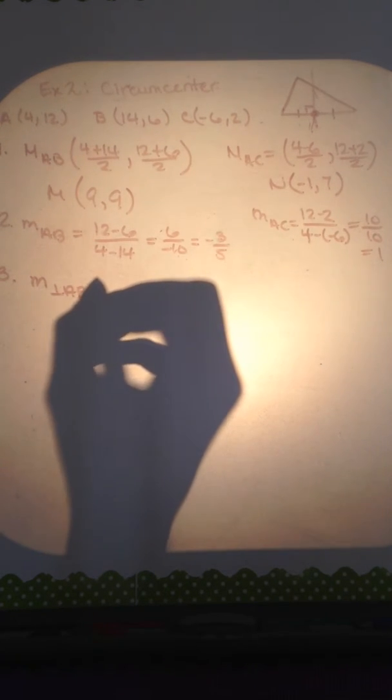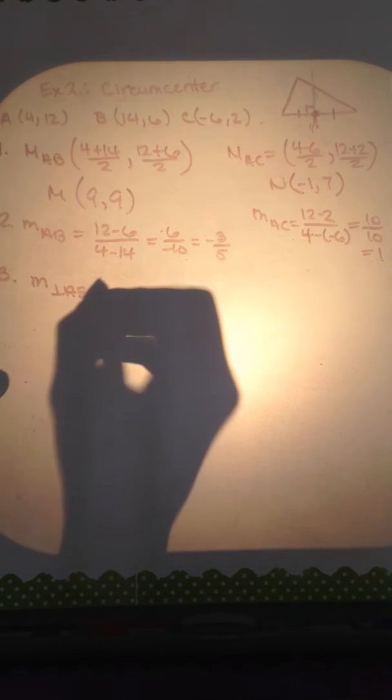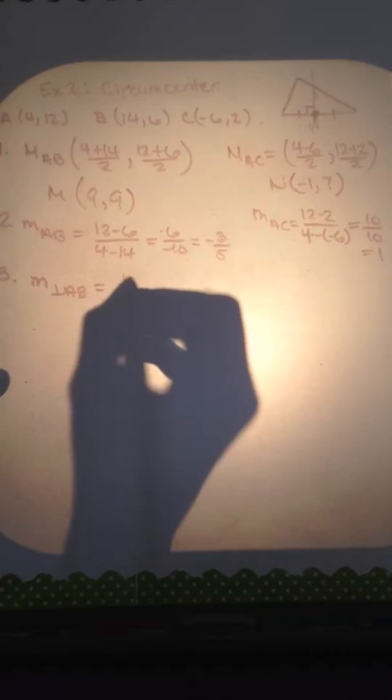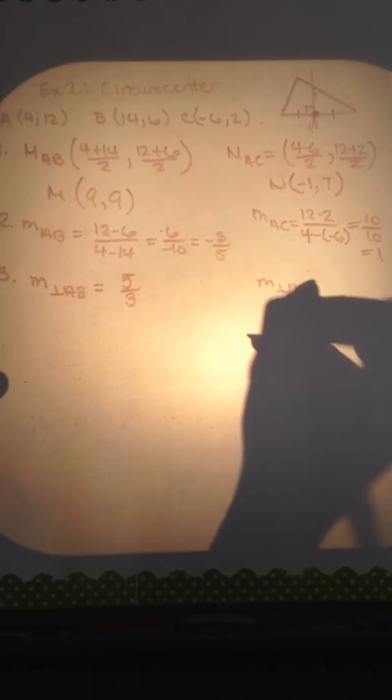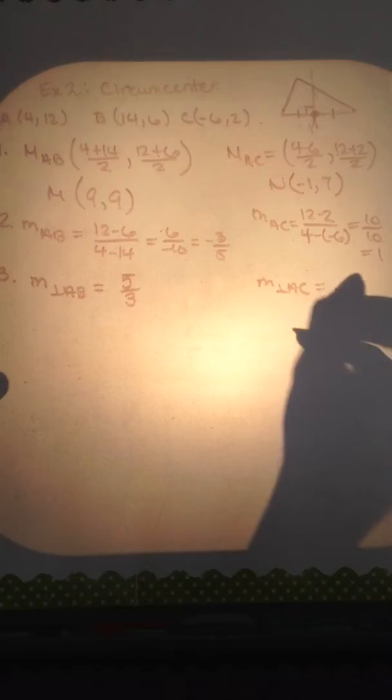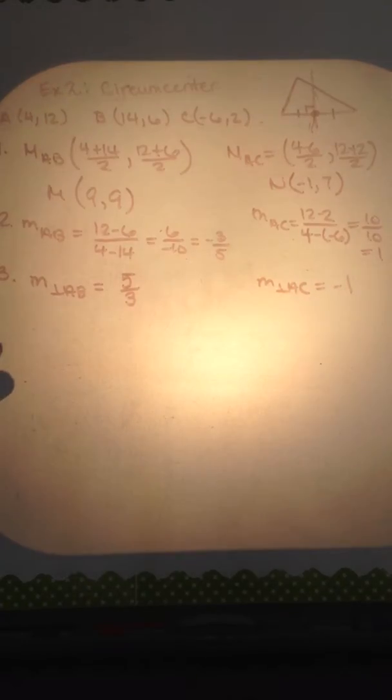So the slope that's perpendicular to AB would be the negative reciprocal. So 5 over 3, flip it over, change the sign. It goes from negative and it becomes positive. And then the slope perpendicular to AC would be negative 1, because 1 over 1, the reciprocal is still 1 over 1, but it becomes negative, opposite sign.